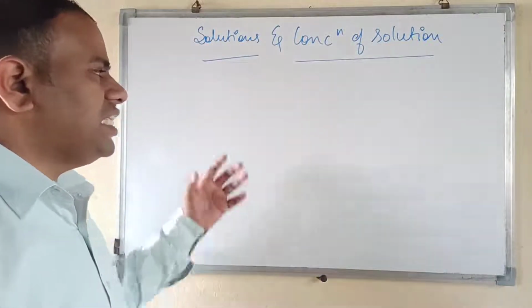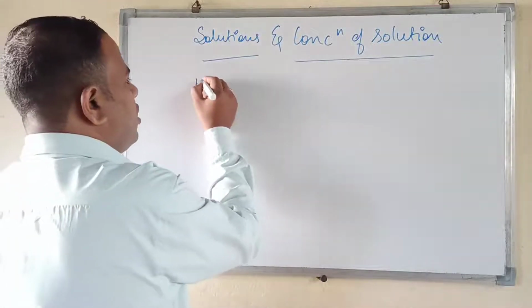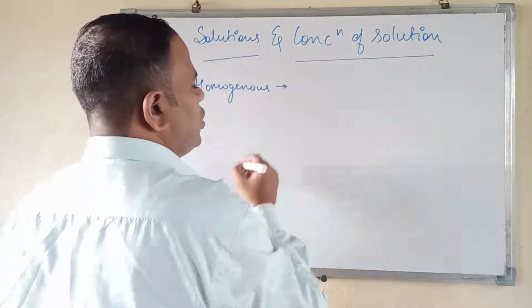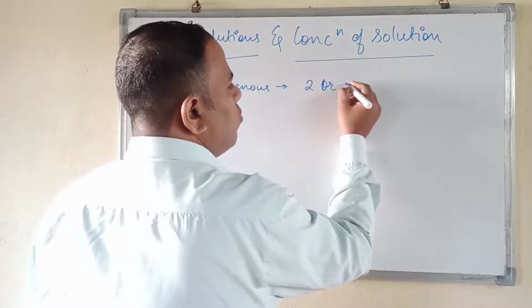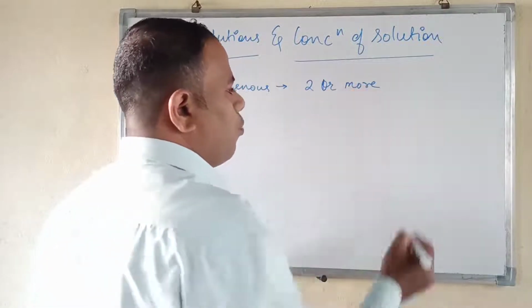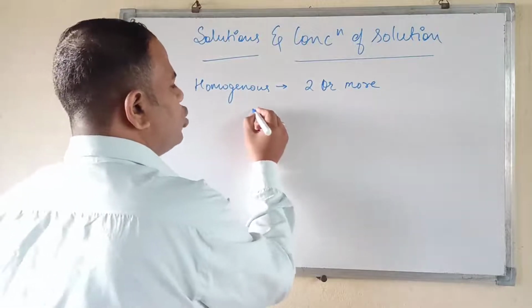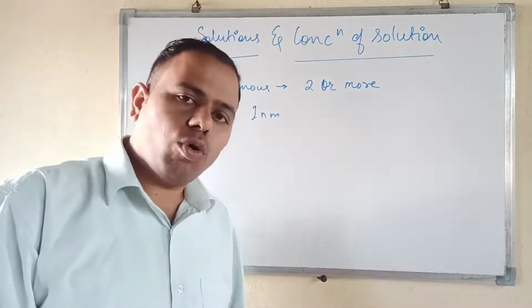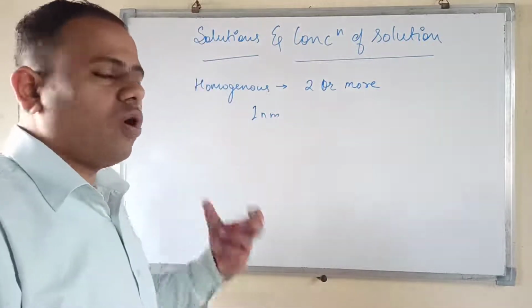So let's see first of all what is a solution. A solution is a homogeneous mixture of two or more components. When two or more components are mixed together, they form the solution, and the particle size of the solution should be less than 1 nanometer. It is called a solution.